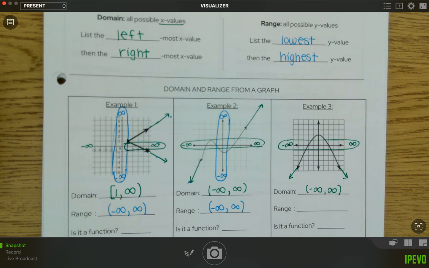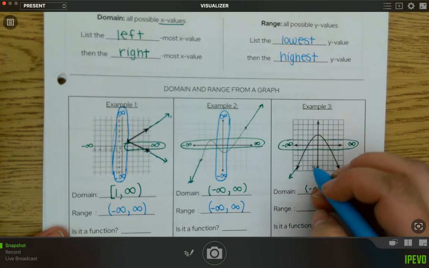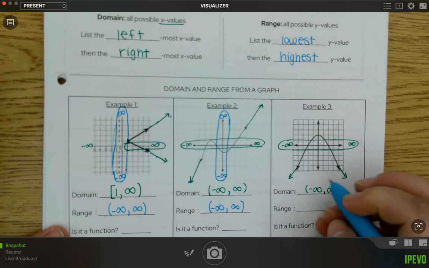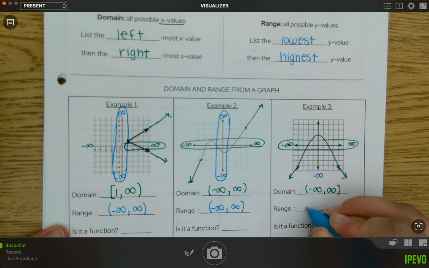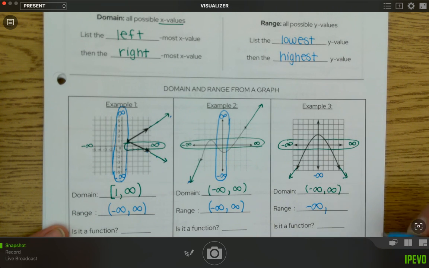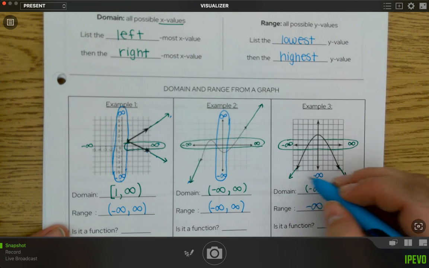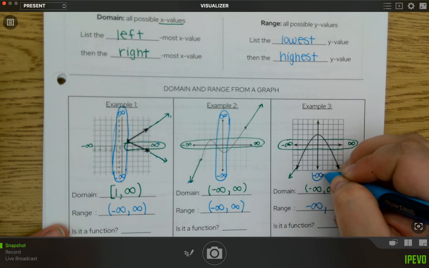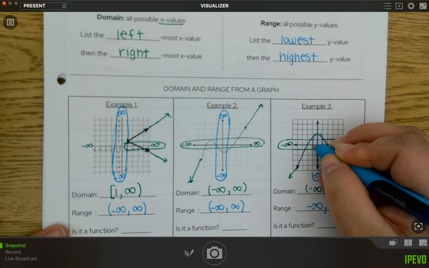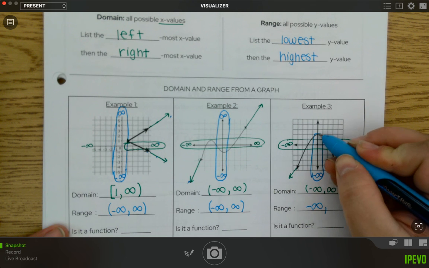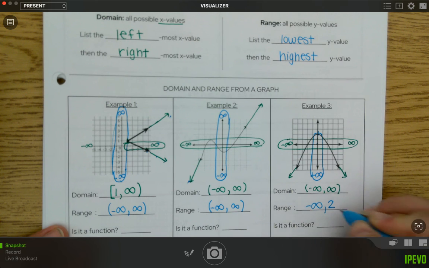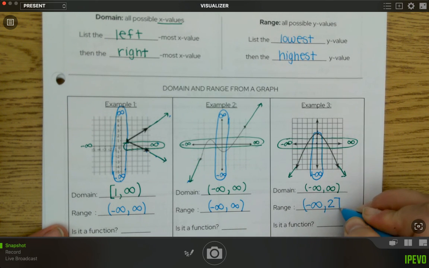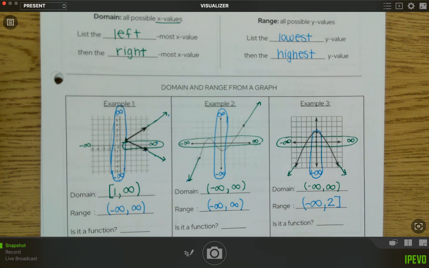And then the range on the last one, the lowest point is these two arrows that go negative infinity forever, comma. Wait, it doesn't go up forever, because both of these are pointing down, so it has to stop right here. And this line right here is up 1, 2. So it stops at 2. You guys are going to see a lot of infinities for domain and range, because a lot of lines and graphs have arrows at the end.